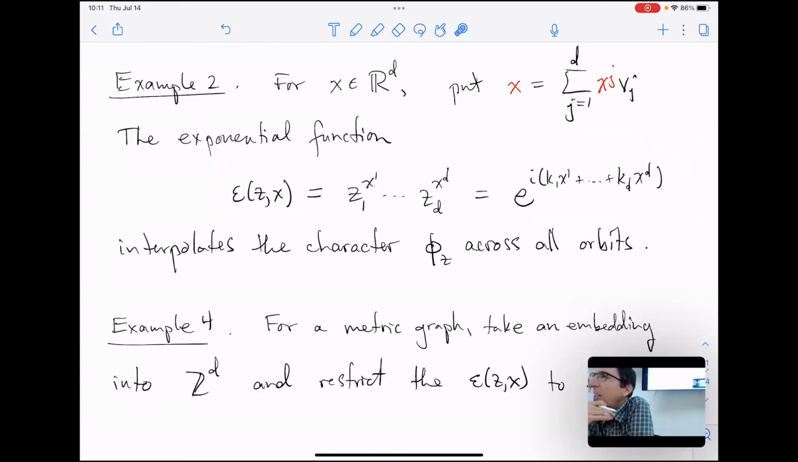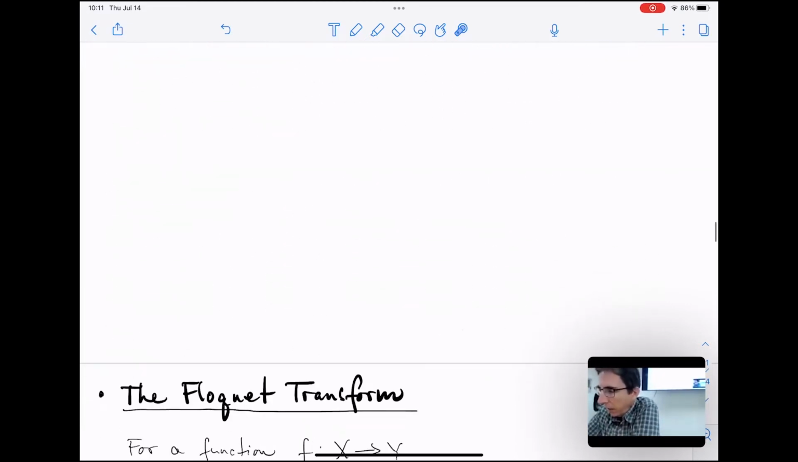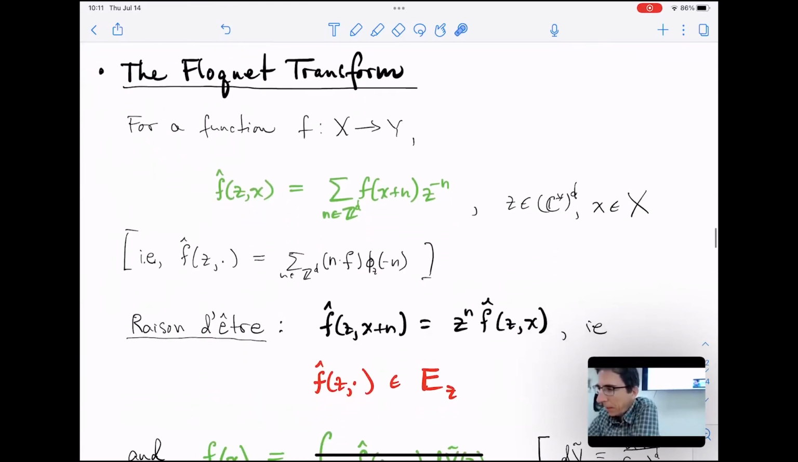But you can't just necessarily do this on any graph, or any other situation where you can't just naturally extend the exponential into the fundamental domain. All right, that's not so important.